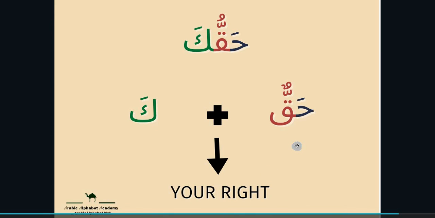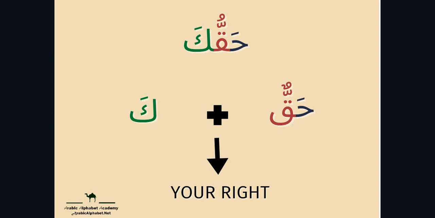Did you think that we may do it like this? Yeah, it was simple. We took a noun and added ka to it to make it yours, and we made a word that contains both qaf and kaf.